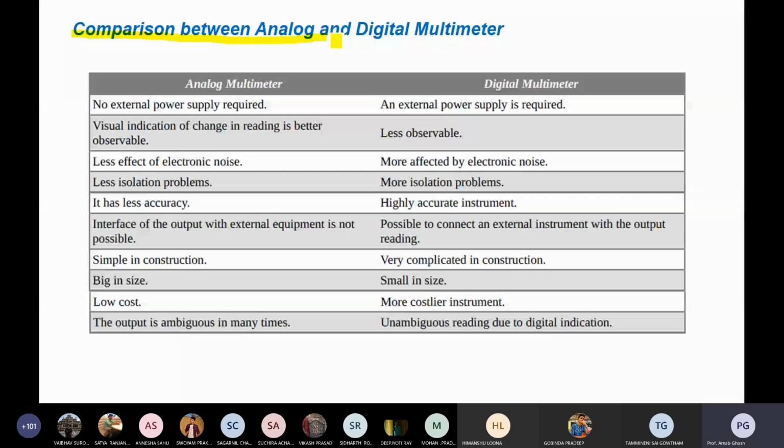In an analog meter, no external power supply is required. You know that one. But in a digital meter, definitely an external power supply is required. Otherwise, how will the solid state switching devices work? So definitely additional sources are required.